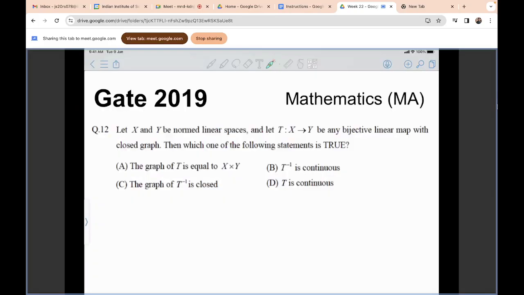Okay, so today I'll solve a question from functional analysis. This is a question of GATE 2019, question number 12. Let X and Y be normed linear spaces and T be a linear operator from X to Y which is bijective and linear with the closed graph. Then which of the following statements is true? 4 options are given. So you have to check which one is true.